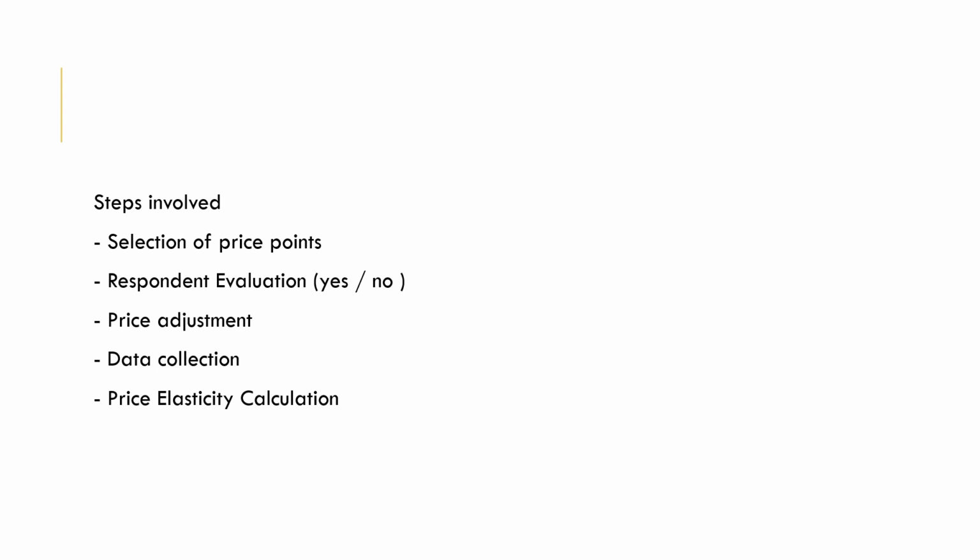Price adjustment. So when you've understood that they do not want to buy it at 100, but they're willing to buy it at 75, it's called a price adjustment. You collect this data, so data collection, and then you calculate price elasticity. This will help you determine what is the ideal price that someone will purchase a particular product.